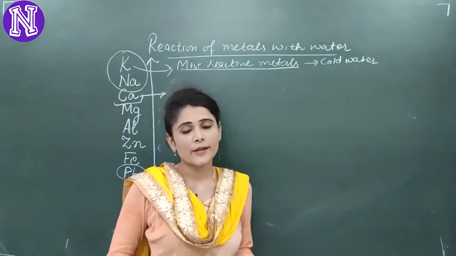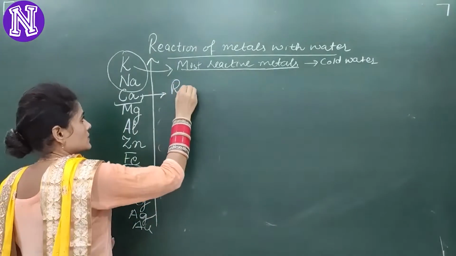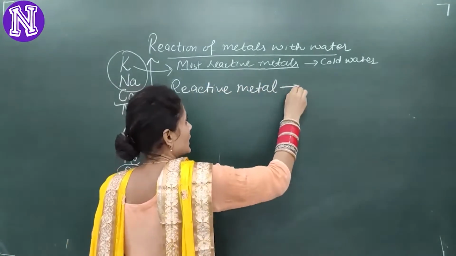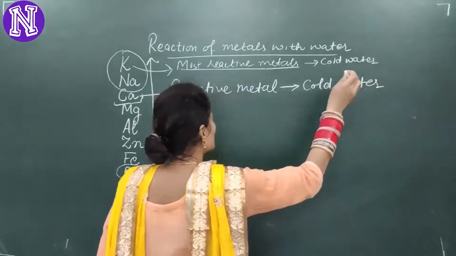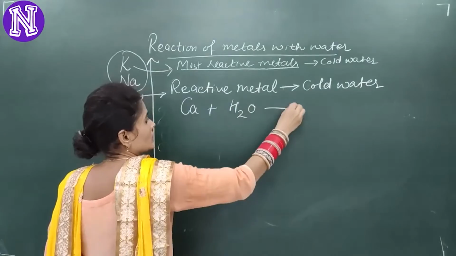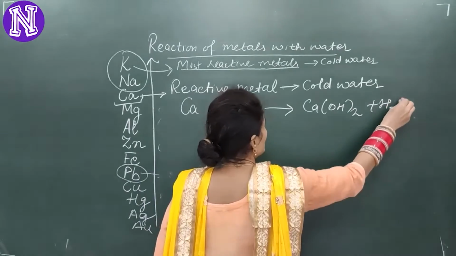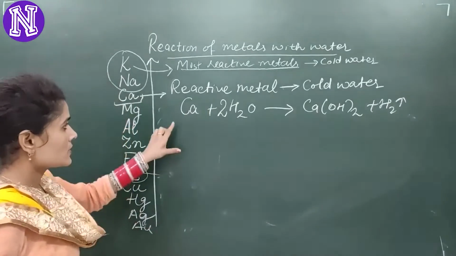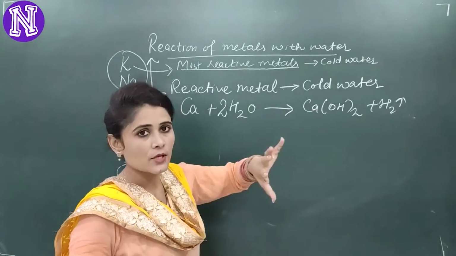So students, how does calcium react with water? Calcium is also a reactive metal. Due to the reactivity of calcium, it can react with cold water. What will be the reaction? So see, calcium plus water gives calcium hydroxide and hydrogen gas. So students, when we put calcium in the water, calcium hydroxide and hydrogen gas are formed.